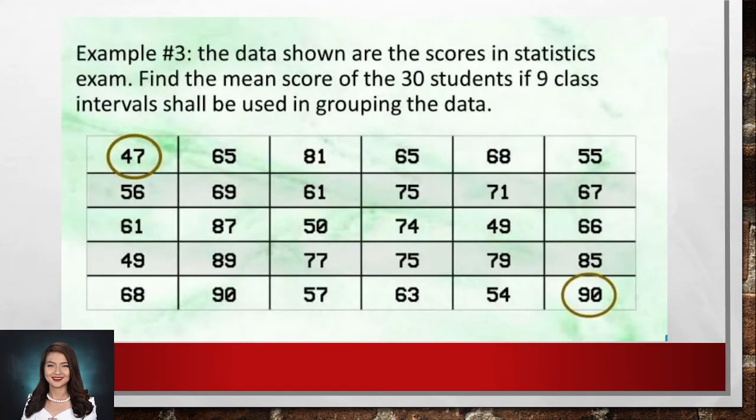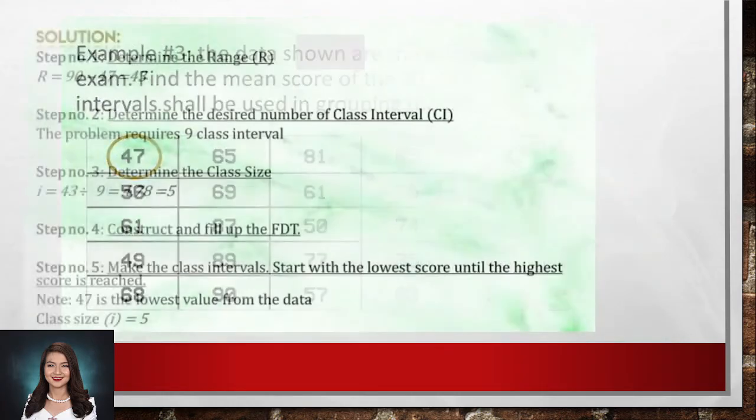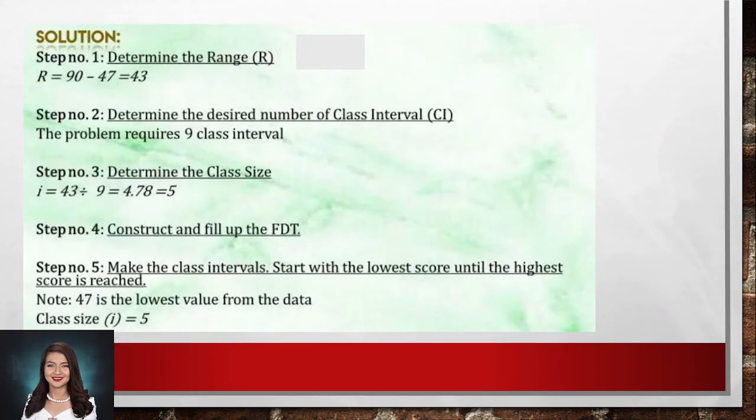This data shows the scores in a statistics exam. We're going to find the mean score of 30 students if 9 class intervals shall be used in grouping the data. I already circled the highest score and the lowest score. The highest score here is 90 and the lowest score is 47, so that it is easy to compute the range. R is equal to 90 minus 47. We get 43.